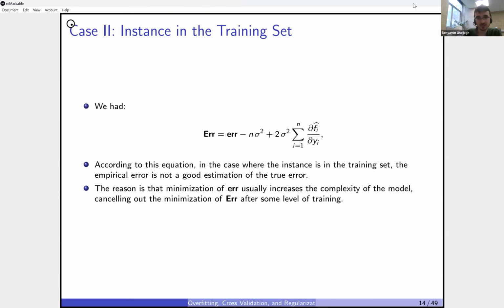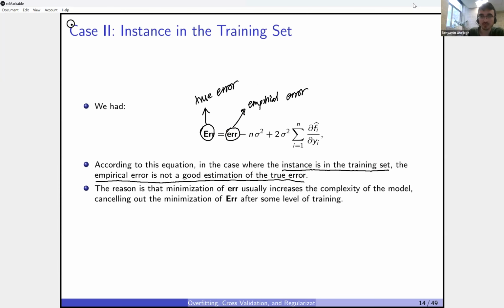So, according to this equation, in the case where the instance is in the training set, this is the empirical error, which we can calculate. This is the true error, which we don't have. The empirical error is not a good estimation of the true error because of this pain in the neck term, which is a measure of complexity. And do you know what the reason is? Because we usually want to reduce the true error, right? For reducing it, we don't have the true error. So we have to reduce the empirical error.